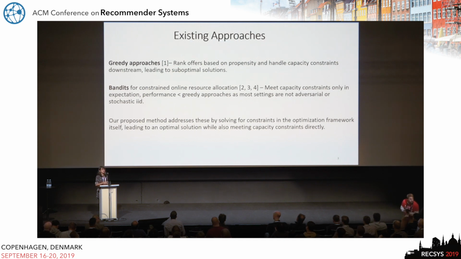The second approach is bandits, which can also be used for online resource allocation. Bandits only meet the capacity and budget constraints in expectation. They don't meet them exactly. And if you are dealing with long-term metrics like acquisition or retention, there could be difficulty using bandits because of the delay in feedback. But there are approaches to deal with that. The main problem is the constraints not being met exactly.